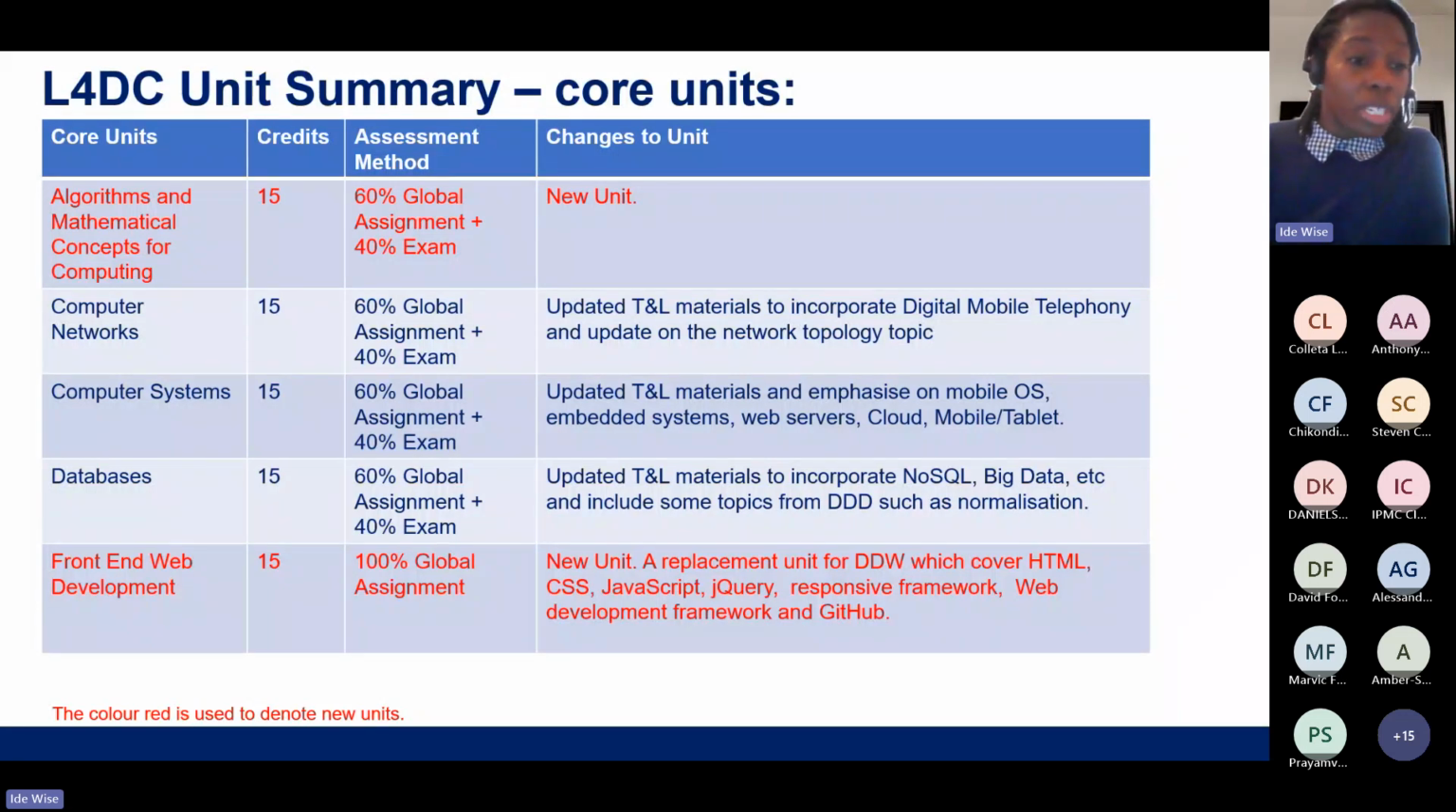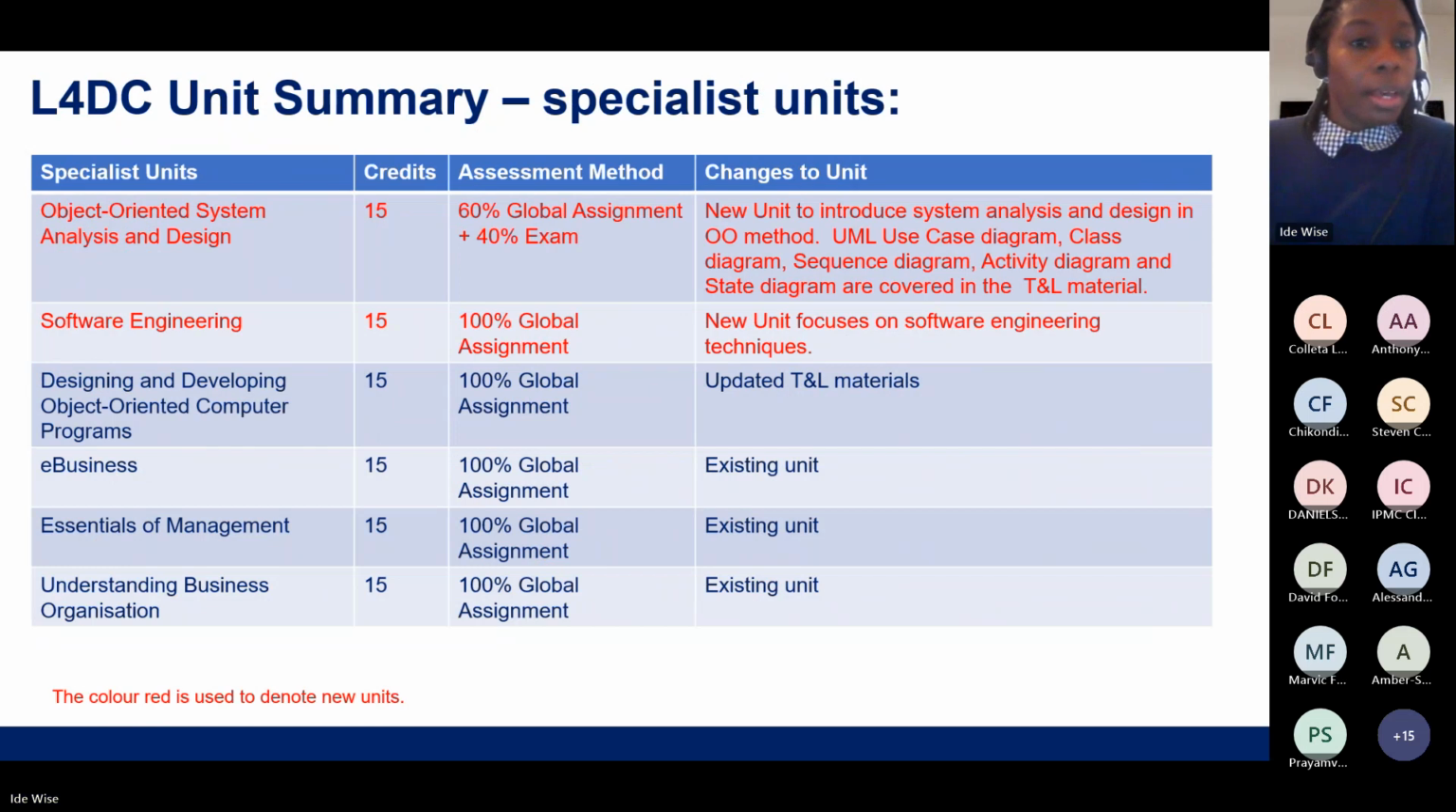Another new unit then is front-end web development, and that is going to be 100% global assignment. As you can see in the description, it has replaced DDW. And these are the specialist units now. So the top one there is object-oriented system analysis and design, and that's a new unit. And again, it's 60% global assignment, 40% global exam. Software engineering is also a new unit and 100% global assignment. Then we've got designing and developing object-oriented computer programs, which we've just updated the teaching and learning materials, 100% assignment.